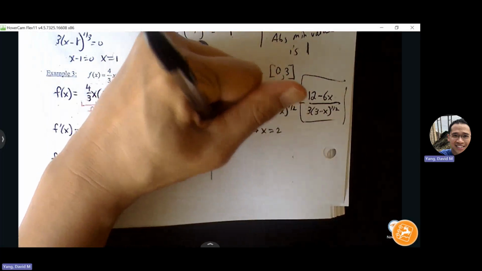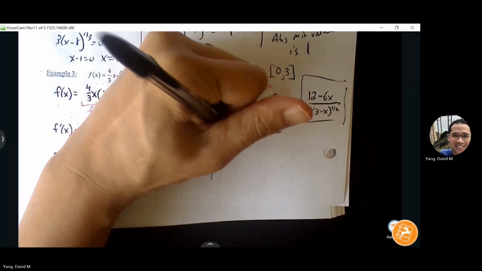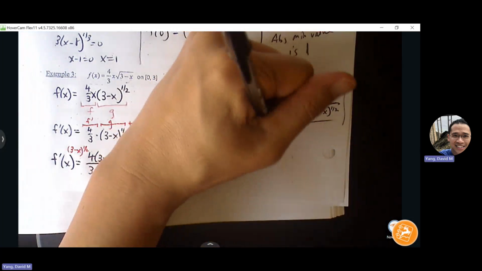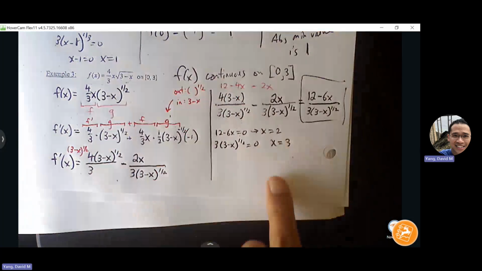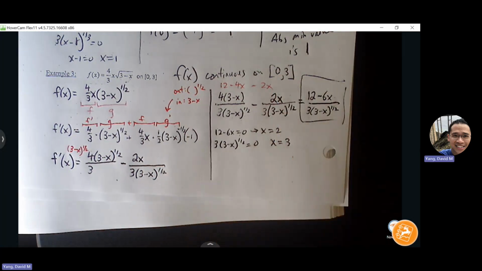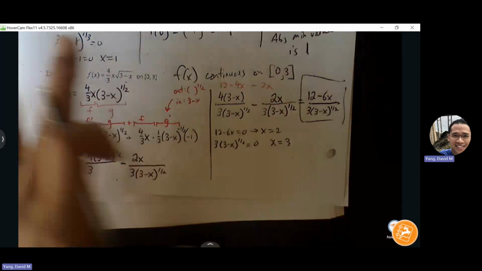Okay. If I set the denominator equal to 0, I divide by 3, square both sides, and solve for x equals 3. Now 3 is already on my list, so it's not a new number we have to worry about.